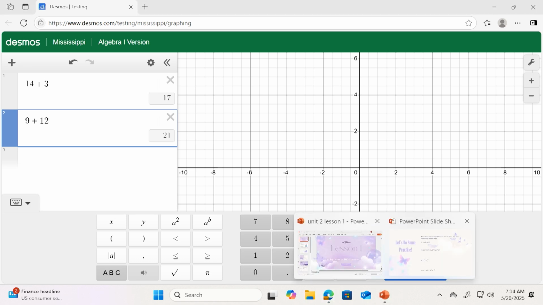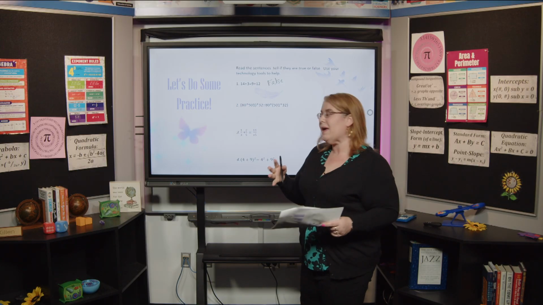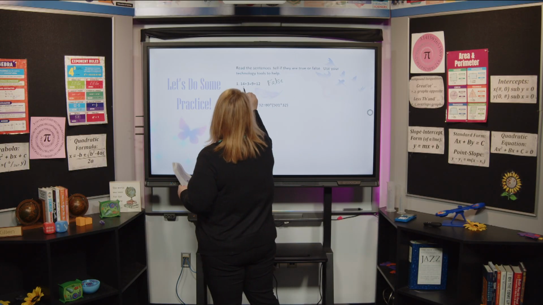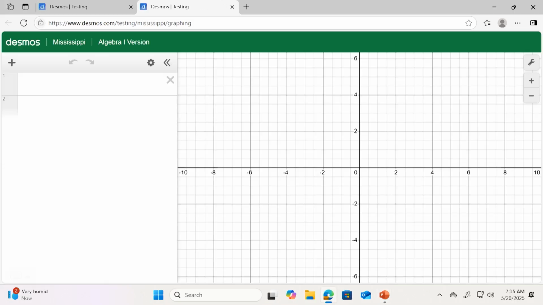You're right. I would say this one is false. And if my questions ask me to justify my answers, I would say this equals 17 and this one equaled 21. All right, let's put number 2 in Desmos and see what that looks like.